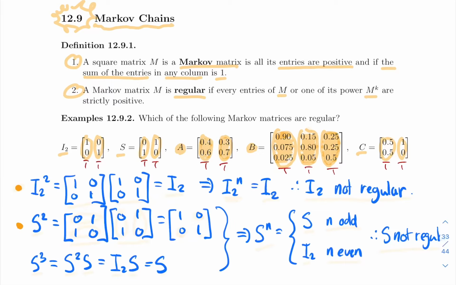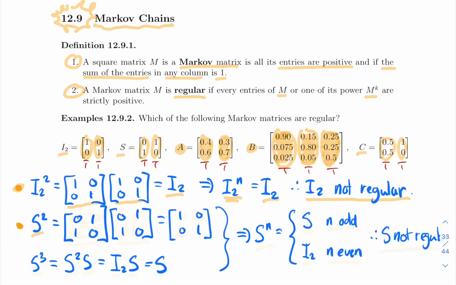For the first one, I2, if you multiply I by itself, I being the identity matrix, you're going to get the identity matrix again. In fact, if you multiply I2 by itself forever, you're going to get I2. So in other words, these evil zeros are going to stay in your matrix. So I2 is not a regular Markov matrix. What about S?